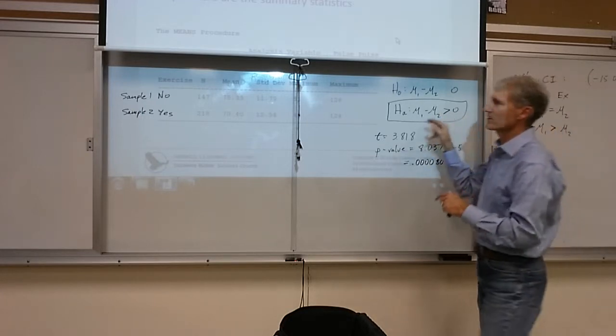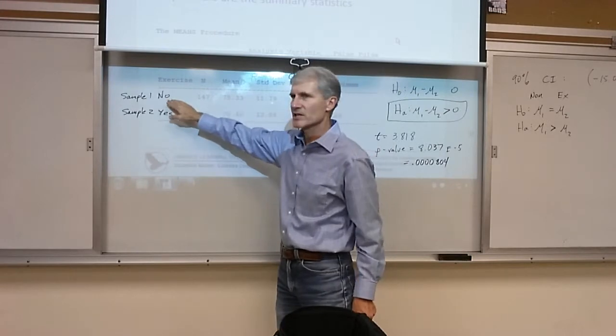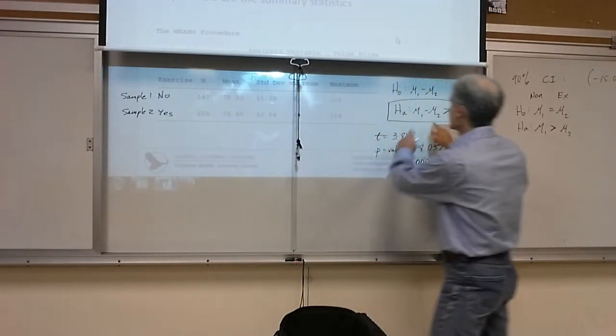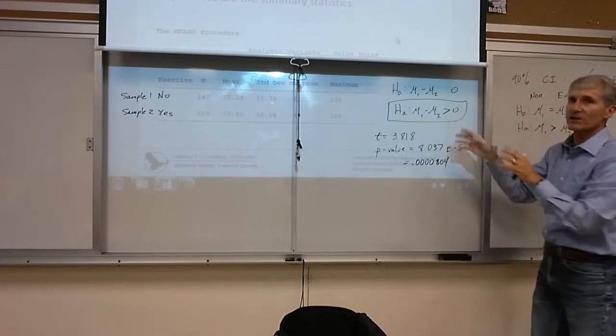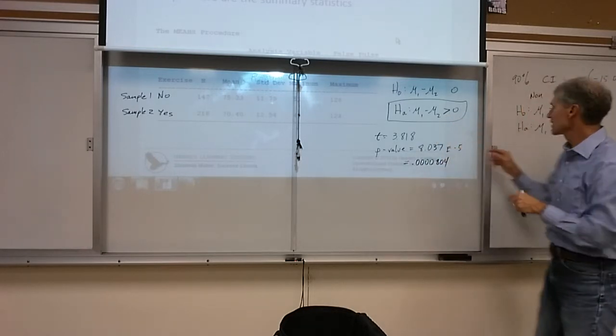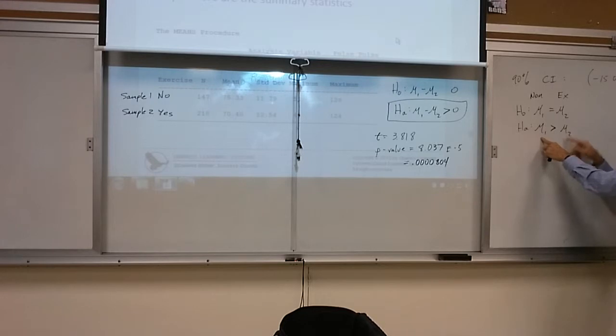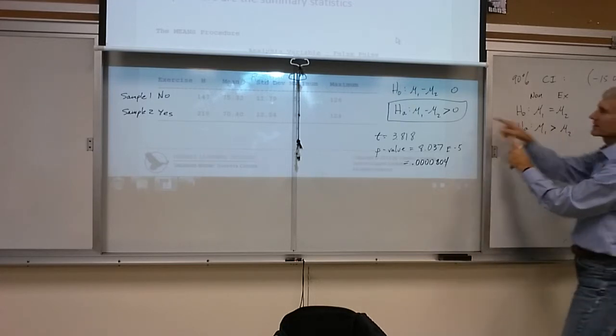And then you just figure out, which one am I calling sample 1? Which one am I calling sample 2? And then figure out which direction it would be if the claim is true. If exercise reduces heart rate, then mu2 should be less than mu1, so it goes in this direction. And then I can apply that same direction here.